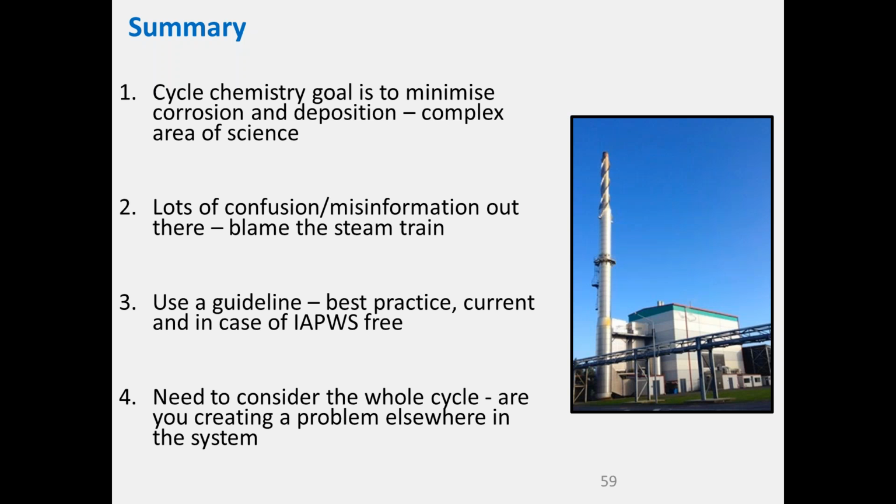All right, and so we've pretty much got to the end, and I know this has been a bit of a roller coaster ride, and we're going to do some more on the corrosion mechanisms in the next one. But basically, in summary, the cycle chemistry goal was to minimize corrosion and deposition, and it's a very complex area of science. And note, I don't say eliminate, because we can never quite fully eliminate it, so we always try and control it and bring it to a minimum.